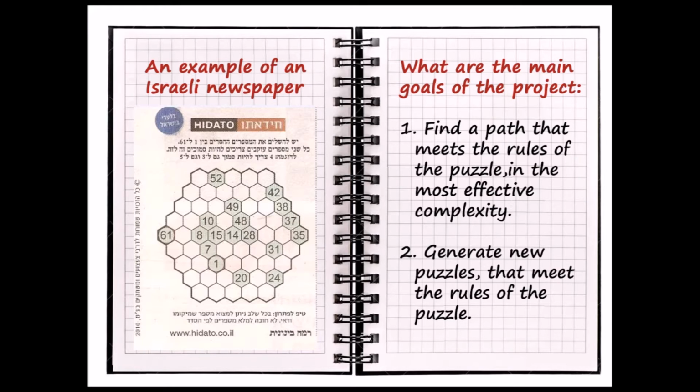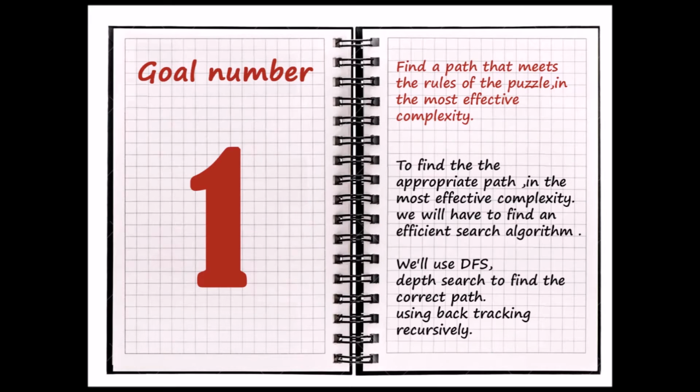What are the main goals of the project? Find a path that meets the rules of the puzzle in the most effective complexity. Generate new puzzles that meet the rules of the puzzle. First, find the path that meets the rules of the puzzle in the most effective complexity.